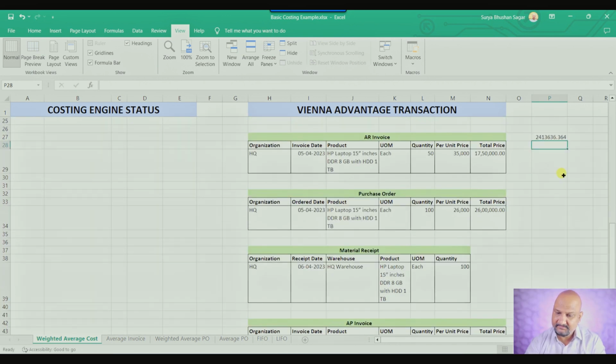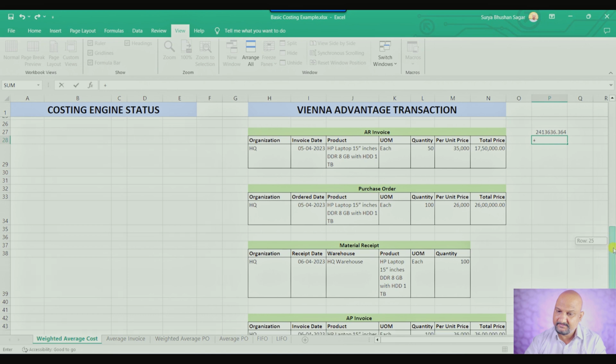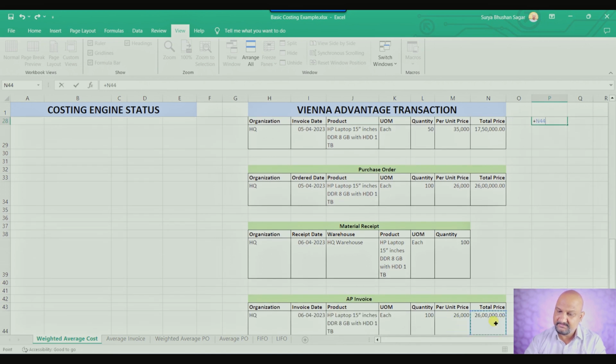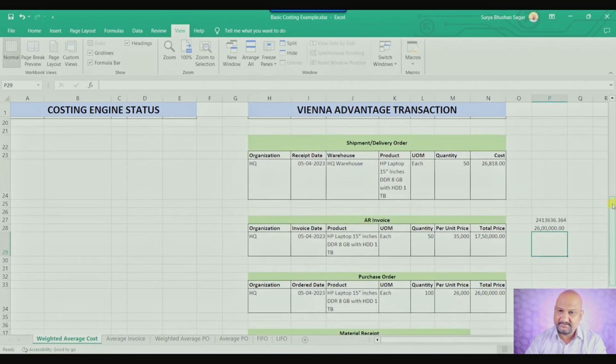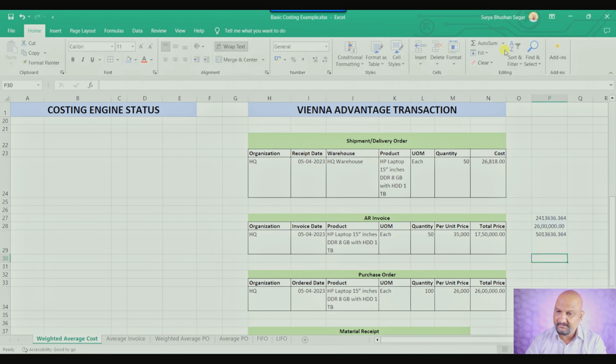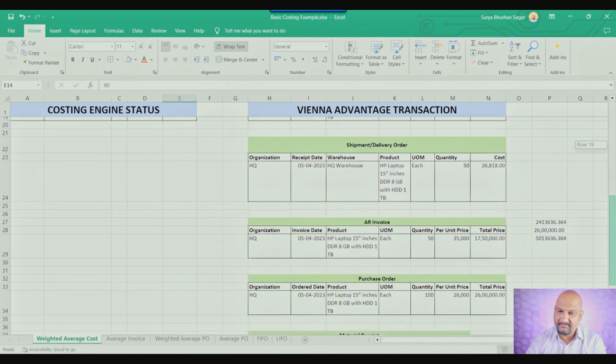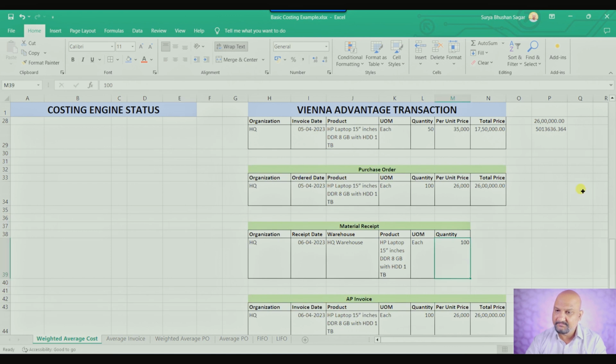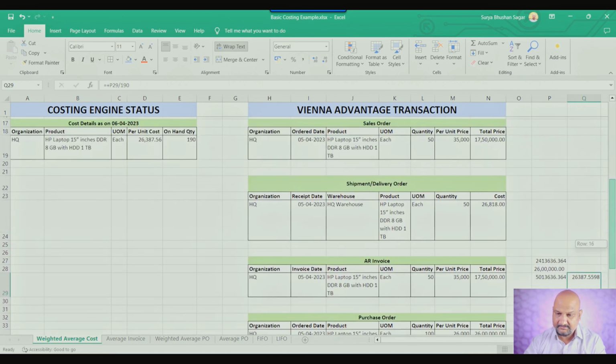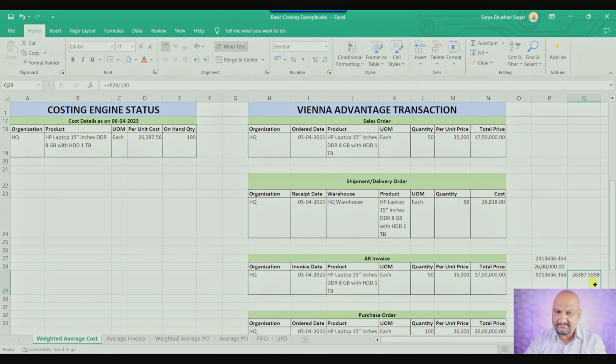Then we have the procurement, so I'm considering the purchase price here, but normally if your AP invoice is entered and there is a difference, then the per unit price would be considered. Now the total of these two becomes this value, and I had 90 quantities available and my new quantities coming in are 100 quantities. So it means 190, and this is the total. So I would divide by 190. Now you can see your status is going to be 26,387.56. So here is the cost.